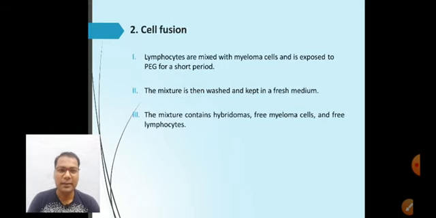The second step is cell fusion. Lymphocytes are mixed with myeloma cells or tumor cells and exposed to polyethylene glycol for a short period. The mixture is then washed and kept in a fresh medium. The mixture contains hybridomas, free myeloma cells and free lymphocytes.